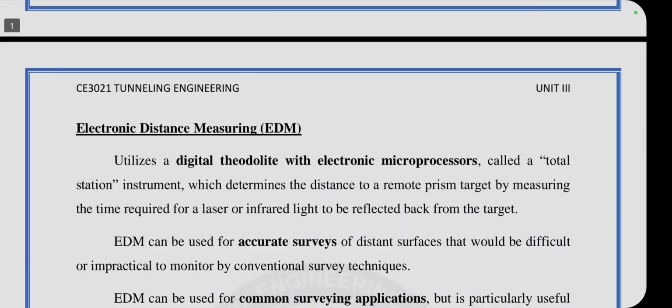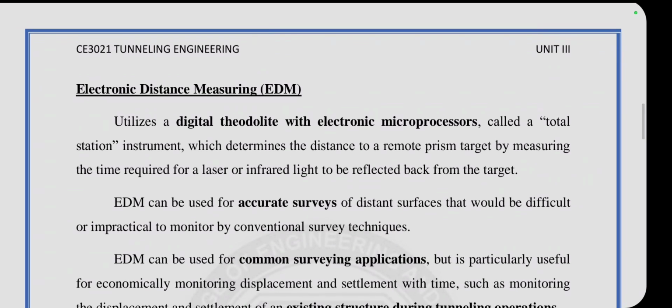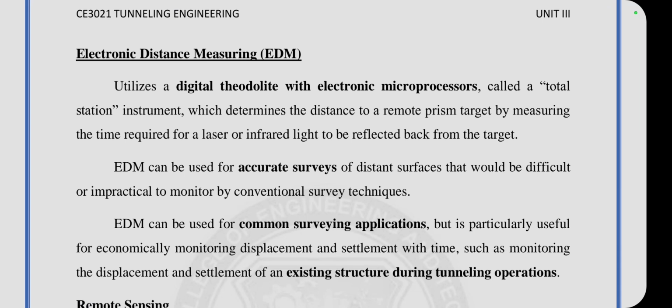So simply, EDM is mainly used for accurate surveys. EDM can be used for common survey applications, and for existing structures during tunneling operations. It is a digital theodolite with electronic microprocessor, called a total station instrument, which determines the distance to a remote prism target by measuring the time required for a laser or infrared light to be reflected back from the target.